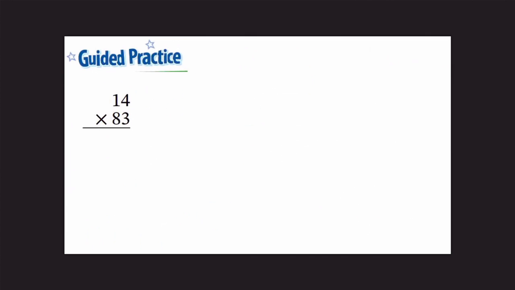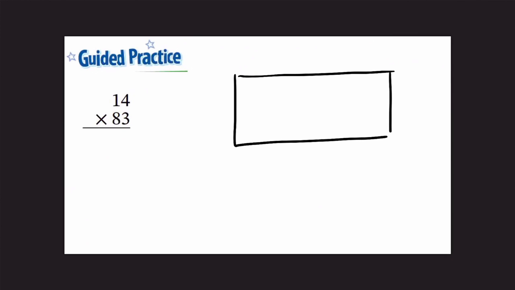All right, let's look at this one here. We're going to first start by drawing our area model, and we have to decompose these numbers. We have to break them apart into each of their place values. So this is the same as 10 plus 4, and this is the same as 80 plus 3. Now I can go ahead and label that up here.